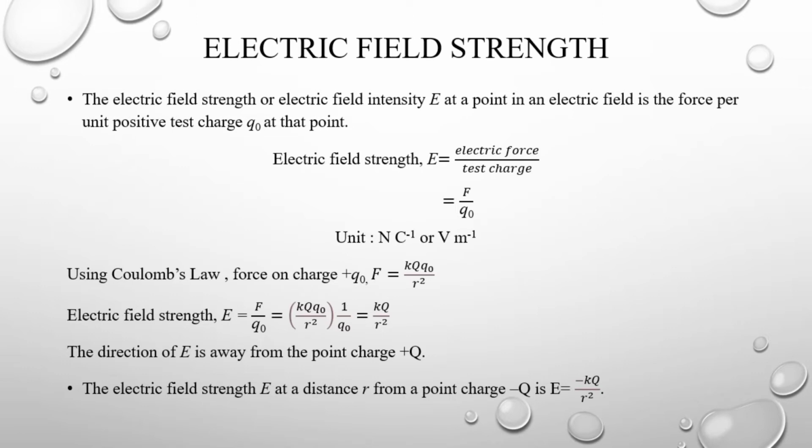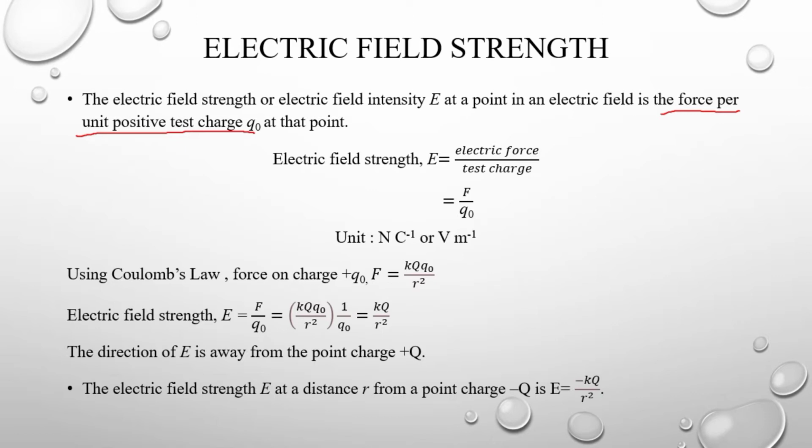The electric field strength. The electric field strength at a point in an electric field is the force per unit positive test charge at that point. The formula is E equals F over Q naught. The unit is Newton per Coulomb or Volt per meter.